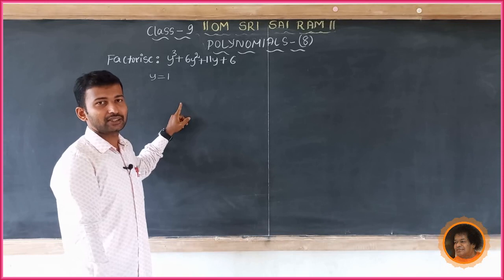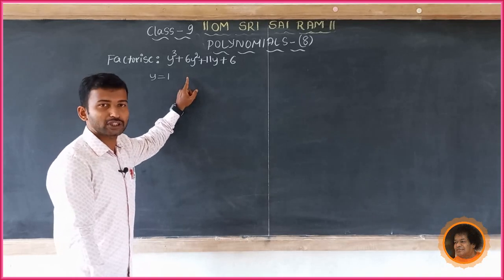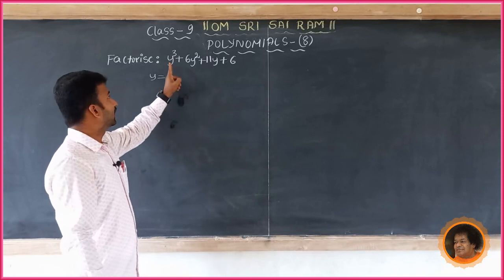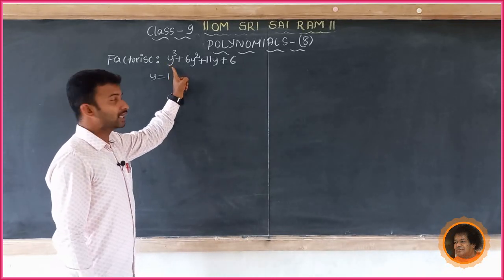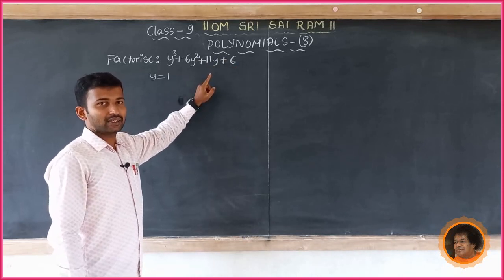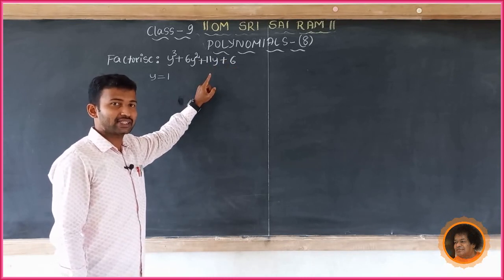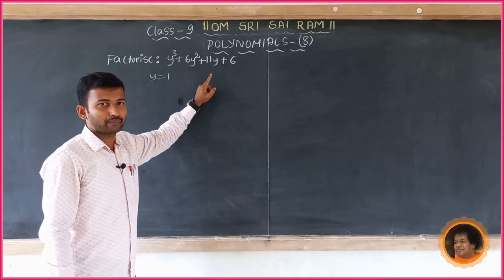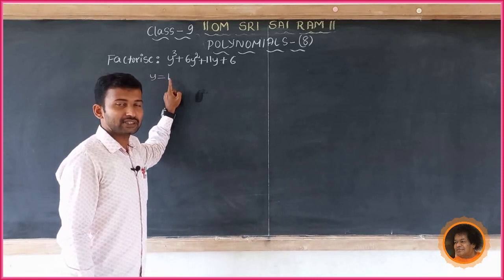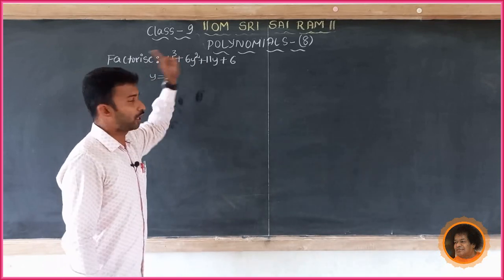You already studied the zero of a polynomial. By substituting 1, is it possible to get the answer as 0? Wait a second. Substitute 1 in place of y in this expression. All the signs of the different terms are positive. Is it possible to get 0 as the answer? It's impossible. So, y is equal to 1 will never give a 0. So, y is equal to 1 is not a zero of this polynomial.